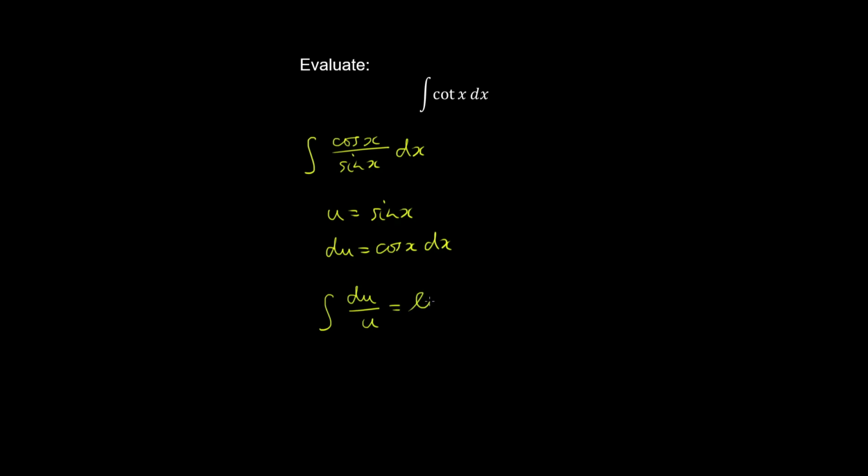Let's evaluate the integral of the cotangent of x. So using trig identities, we can write this as cosine on the sine of x, integrated with respect to x, and then using u substitution, we can let u equal sine x, and then du is cosine x dx. And therefore we can write this as the integral of du on u, which is the natural log of u, where u is sine x, plus the constant of integration.